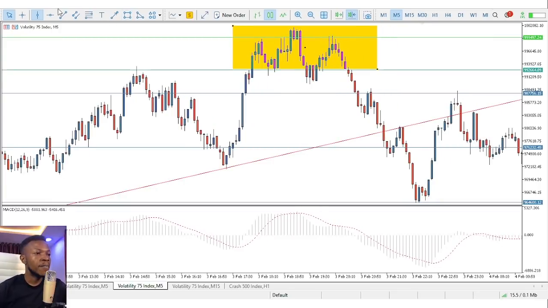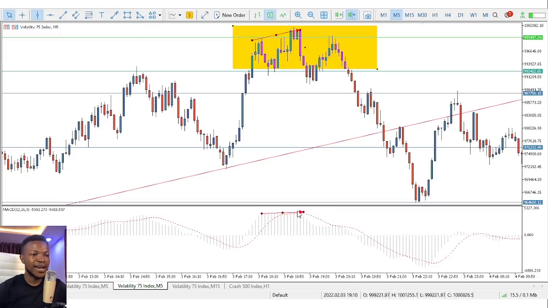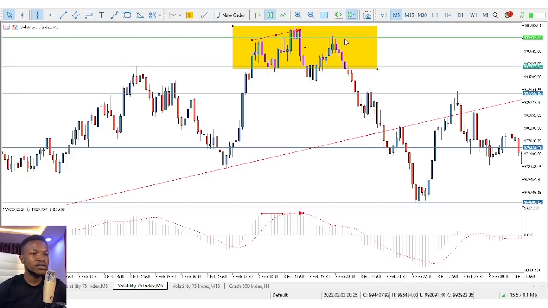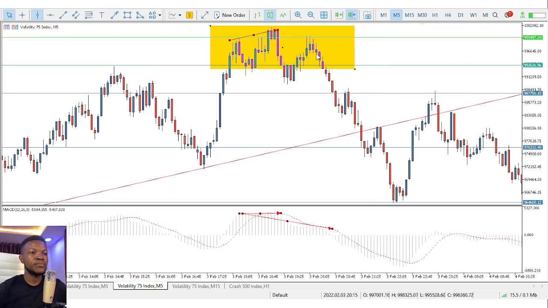Now, let's compare. Look at this. From here to here, we're having higher highs. But on the MACD indicator, we're having equal highs, right? As if that is not enough, another thing that confirmed it is if you compare this block to this particular block here, they are equal highs. But on the MACD, if you compare this block to this block here, they are lower highs. That gives you a very huge confirmation the price is about to sell.